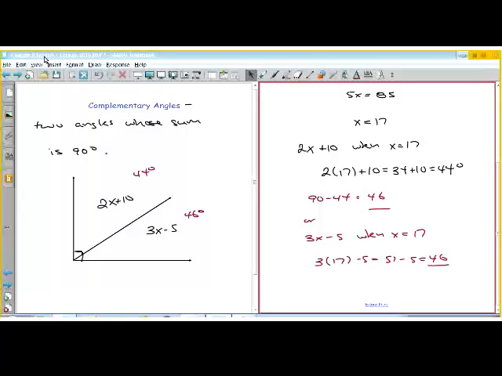Okay, so what we talked about is the intersection of two lines creates 4 angles. The opposite angles are called vertical angles, and the vertical angles are equal to each other. The adjacent angles add up to 180 degrees. What else do we find out? Supplemental angles are two angles that add up to 180 degrees. Complementary angles are two angles that add up to 90 degrees.